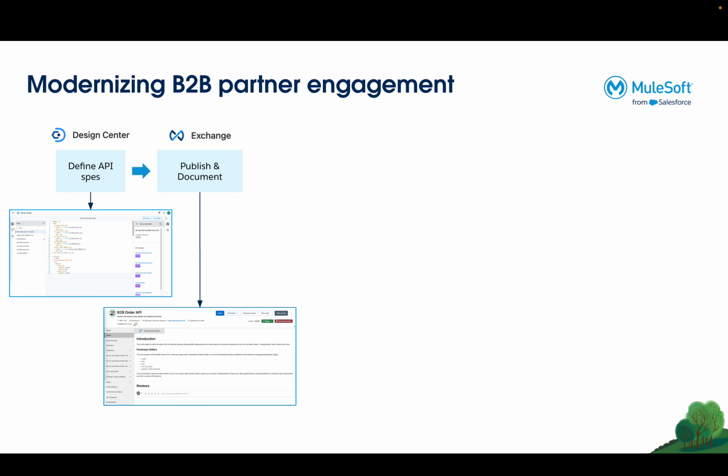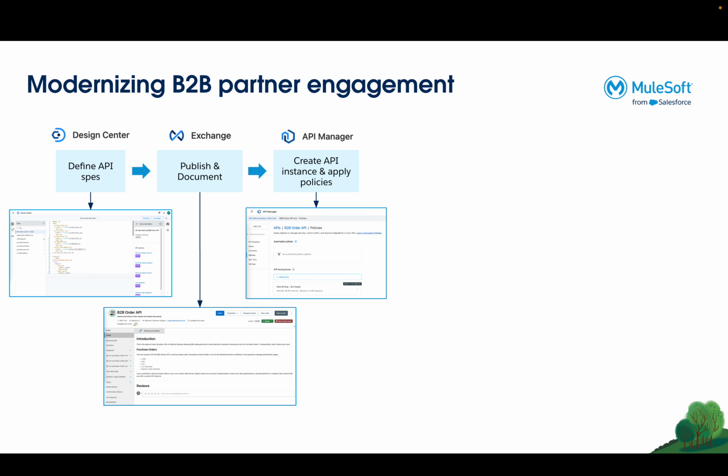Once you have the specification, you can publish it right from Design Center straight into Anypoint Exchange, where you can add rich documentation that will help the developers of your B2B partners to understand your message structures and specifications. The next step is creating API instances in API Manager by picking your API specifications that are already published into Anypoint Exchange and applying relevant policies for that endpoint.